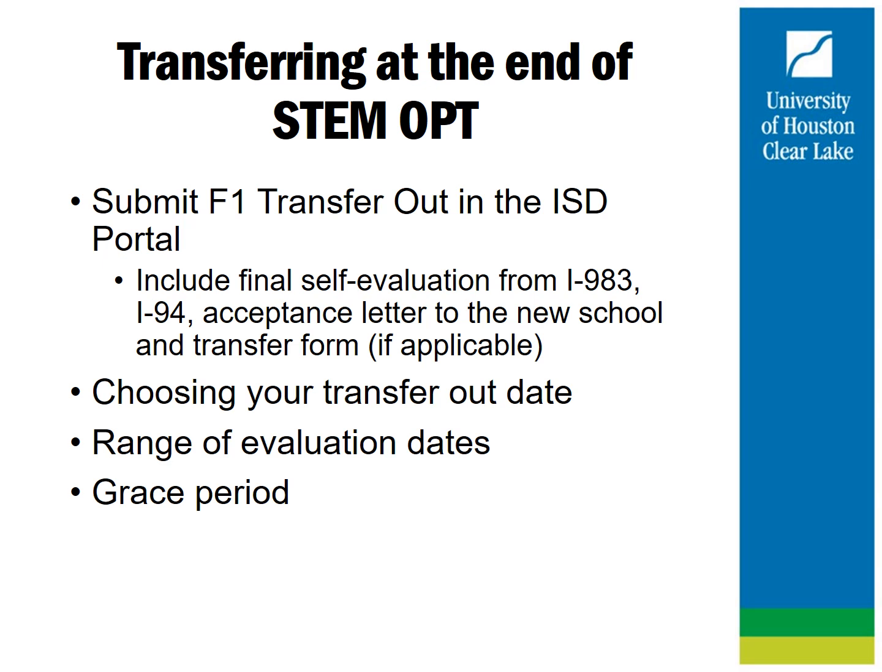If your plans include transferring to another university at the end of your STEM OPT, you should submit the F1 Transfer Out request in the ISD Portal. You will need to upload your completed and signed final evaluation on student progress, which is the bottom of page 5 of your I-983, your recent I-94, the acceptance or admission letter to the new school, and a transfer form, if the school you're transferring to has such a form.